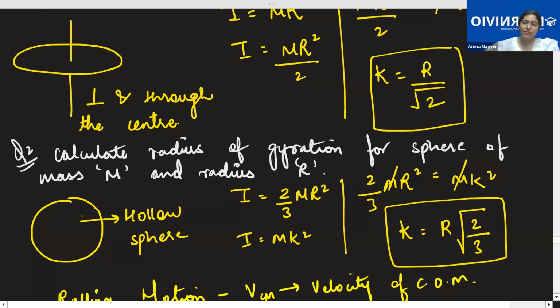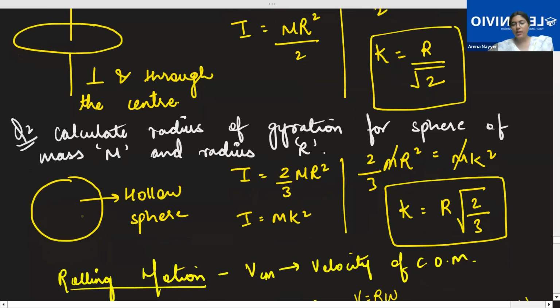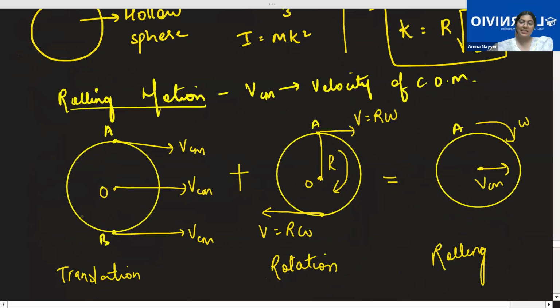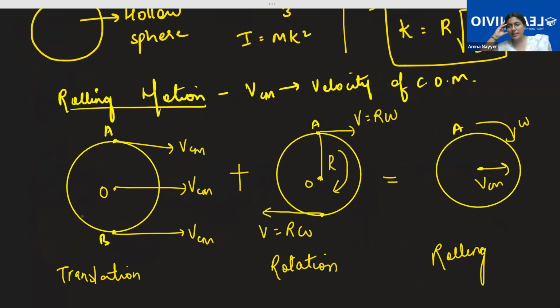See, now we have a rolling motion. Rolling motion basically means you have translational plus rotational motion together. The best example is the example of wheels. In wheels, what happens? The tire moves further, translates, as well as it rotates. So that's why the vehicle moves further.